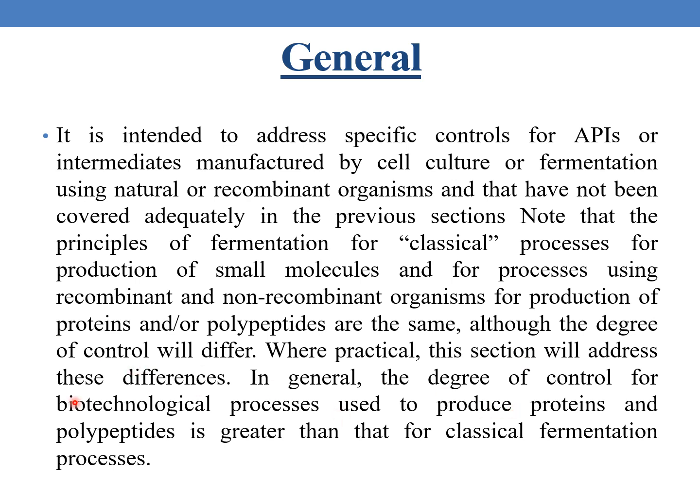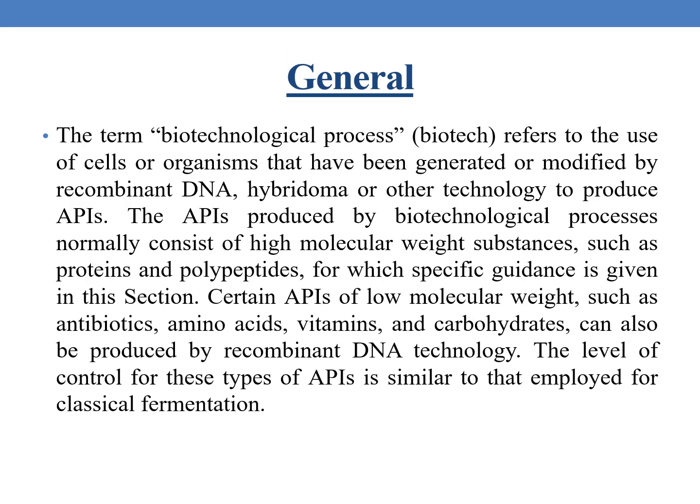In general, the degree of control for biotechnological processes used to produce proteins and polypeptides is greater than the classic fermentation process. The term biotechnological processes refers to the use of cells or organisms that have been generated or modified by recombinant DNA, hybridoma, or other technology to produce APIs. The APIs produced by biotechnological processes normally consist of high molecular weight substances such as proteins and polypeptides, for which specific guidance is given in this session.